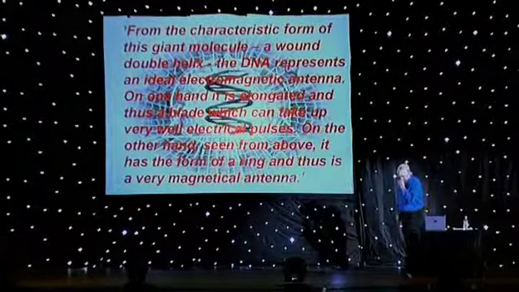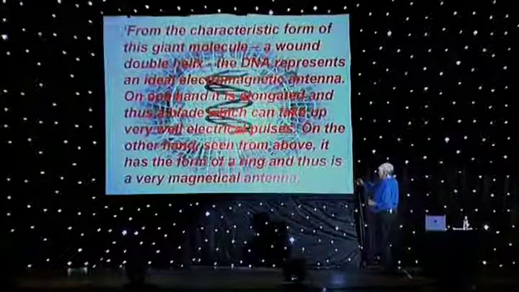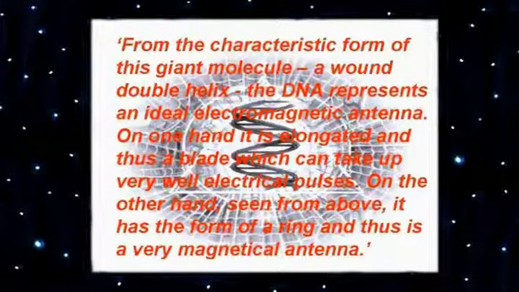And this was an article on DNA that I read. From the characteristic form of this giant molecule, a wound double helix, the DNA represents an ideal electromagnetic antennae. Yes, of course it does. On one hand, it is elongated and thus a blade which can take up very well electrical pulses. On the other hand, seen from above, it has the form of a ring and thus is a very magnetical antennae.